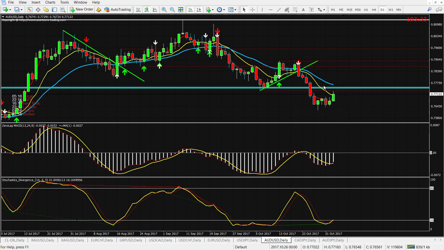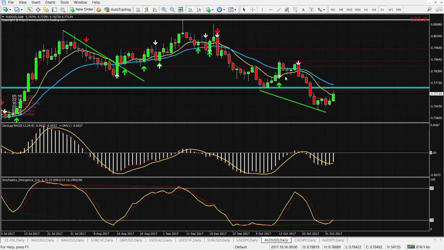wait until it touches this resistance area, resistance line. It has the 21 EMA getting close to this area, so it's a very strong resistance here. If it breaks above this, we can enter the market. But let's explain this first. We have a divergence. Okay, see this lower low.